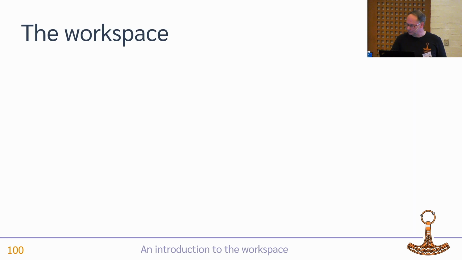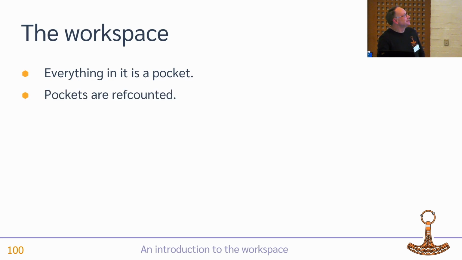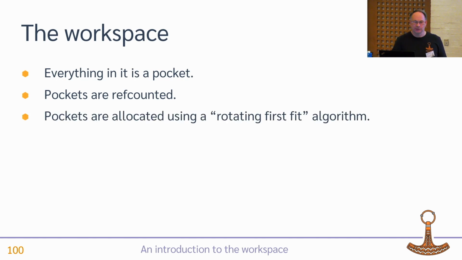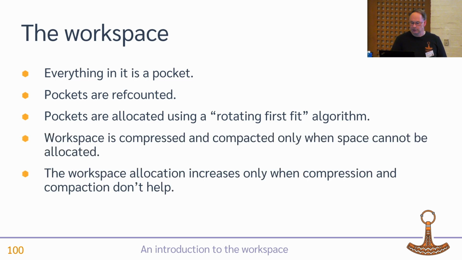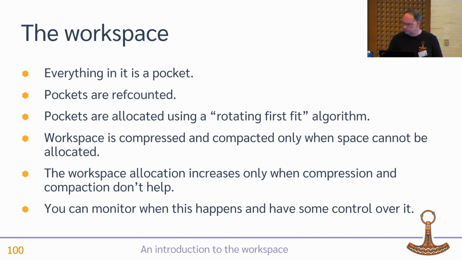Good. So, the workspace. I've done this much quicker than I expected. Have I missed something? Everything in it is a pocket. Pockets are ref counted. Pockets are allocated using this rotating fast first fit algorithm, which I think the name is fairly self-explanatory from what you just saw. And we compress and compact only when we have to. And we increase the space actually required of the operating system when we can't compress and compact anymore. And we've given you various different things to monitor what's going on and control it.